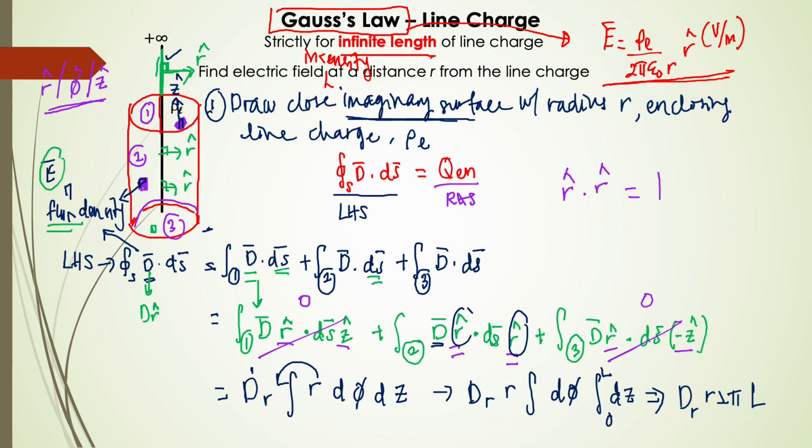I forgot to mention, the imaginary structure here, you can give the height any value. In this case, I just give it as L, and the radius for this cylinder, I just give it as R. You can also give other values. So the dz is the height, 0 until L, and the radius is R, because the radius of the cylinder, the imaginary surface, is R. So for the left hand side, it's going to be D_r R 2 pi L. This is not solved yet. We need to look into the right hand side.